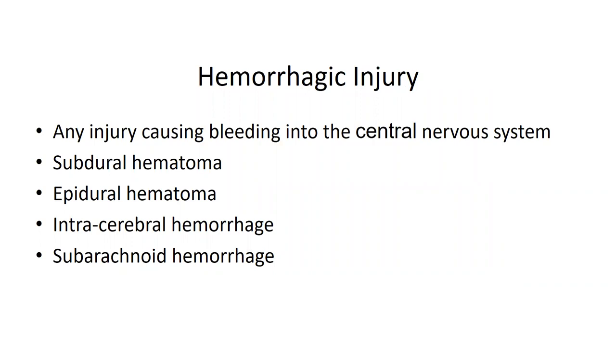Hemorrhagic injury, I think it is clear to all of you. Any injury causing bleeding into the CNS is called hemorrhagic injury. Hemorrhagic injury may be subdural hematoma or epidural hematoma or intracerebral hemorrhage or subarachnoid hemorrhage. And all these things we can detect in investigation by the CT scan.